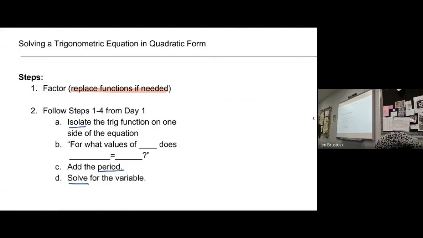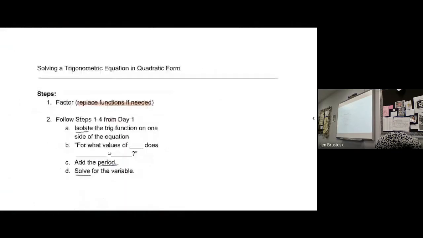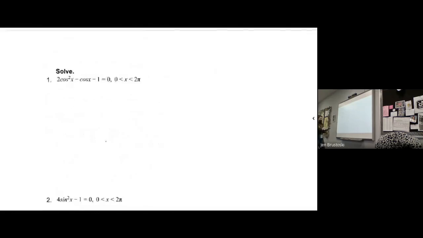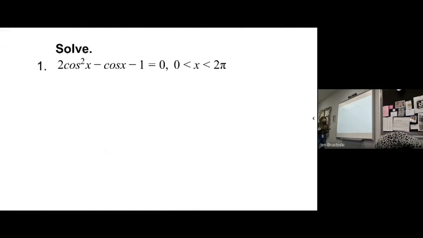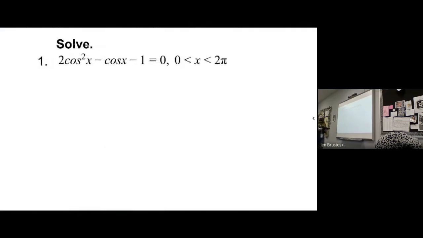All right, I think everybody's there for the notes. So here's our first problem. I have 2 cosine squared x minus cosine x minus 1 equals 0. And we do have an interval. Right now cosine is not isolated. I also have a cosine squared here.